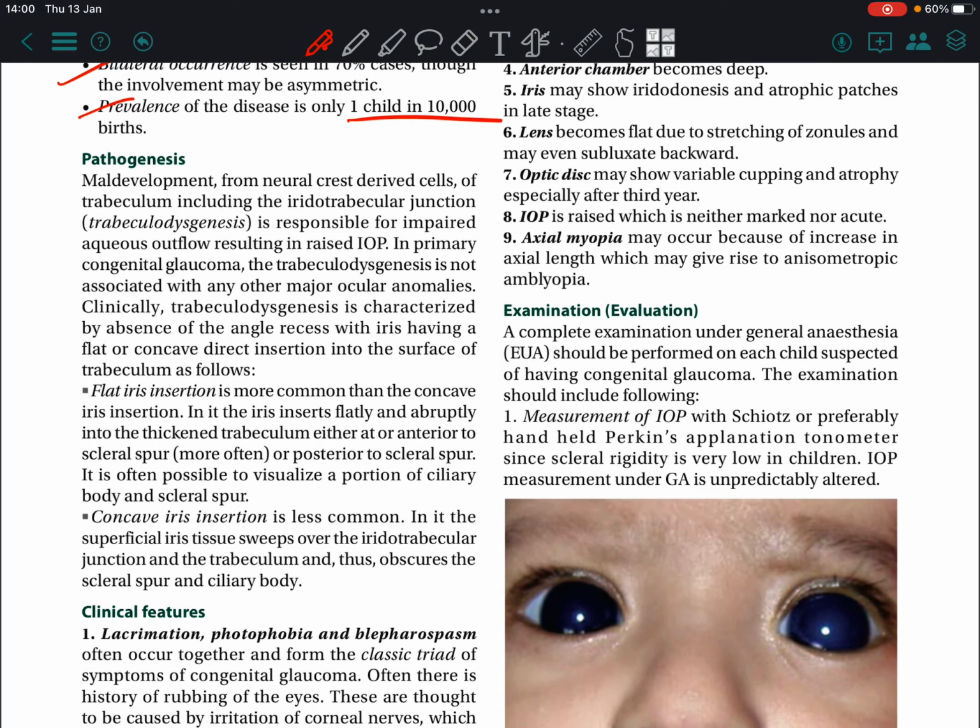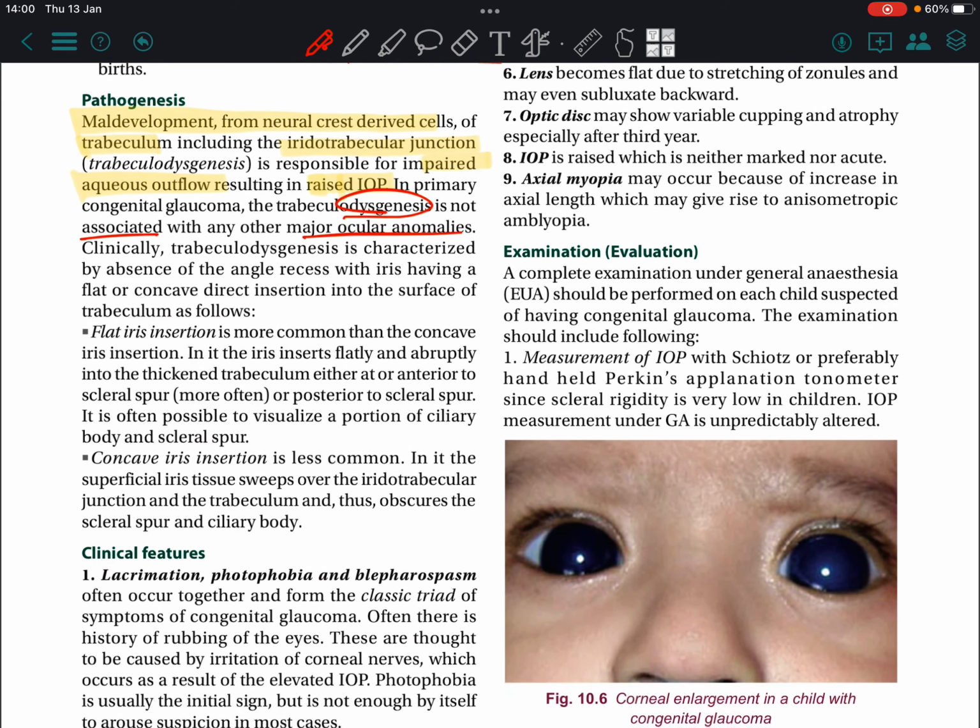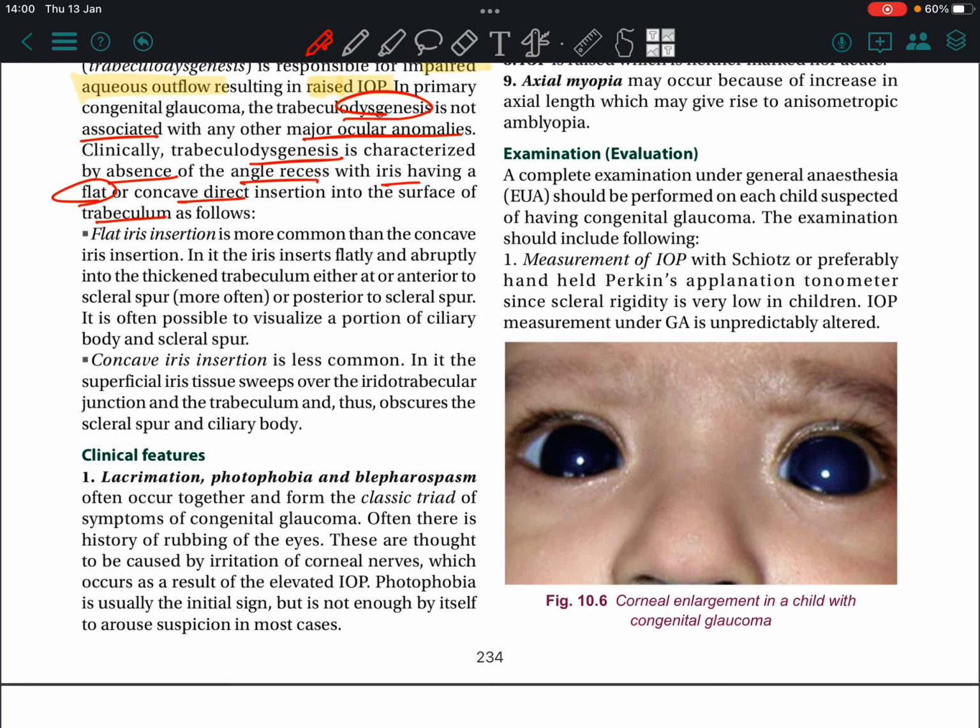Pathogenesis. Maldevelopment of neural crest derived cells of the trabeculum, including the iridotrabecular junction, is responsible for impaired aqueous outflow, resulting in raised IOP. In primary congenital glaucoma, trabeculodysgenesis is not associated with any other major ocular anomalies. Clinically, trabeculodysgenesis is characterized by absence of angle recess with the iris having a flat or concave direct insertion into the surface of the trabeculum as follows. Flat iris insertion is more common than concave iris insertion.